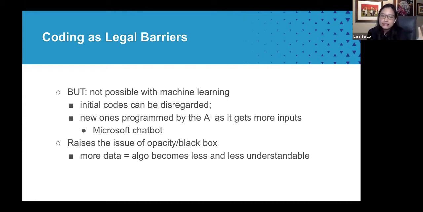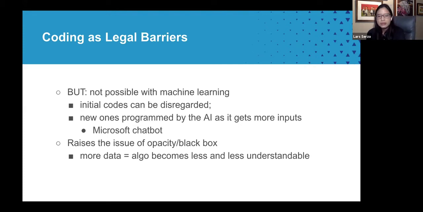So as we've seen in Ralph's presentation, the ability of AIs to really provide greater efficiencies when it comes to business processes, etc., lies in its ability to reprogram itself when it gathers more data. And so the initial code set by the programmers could easily be disregarded, and new ones will be programmed into it. And then as the AI gathers more and more data, this would also raise the issue of opacity, or the algorithms of that AI tool being some sort of black box, to the point that it becomes less and less understandable, that a human being couldn't figure out or explain why it would make certain decisions.